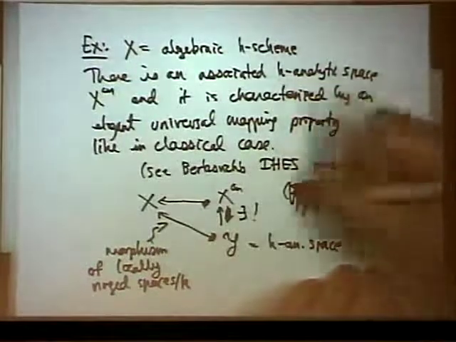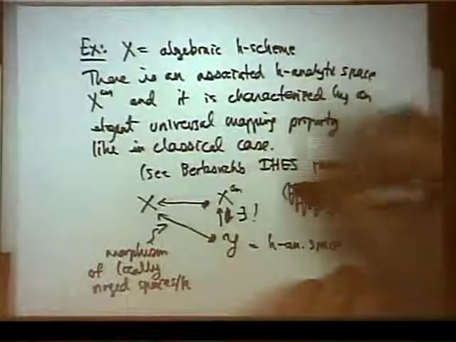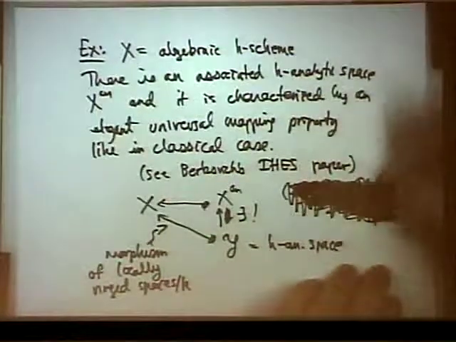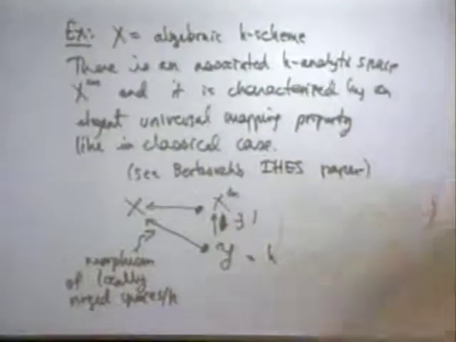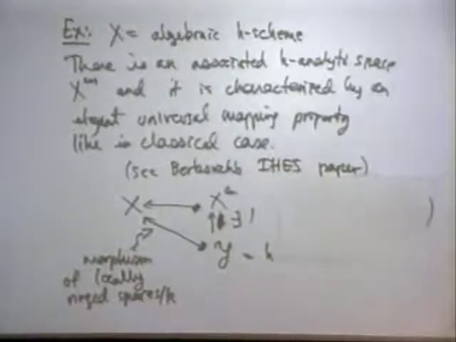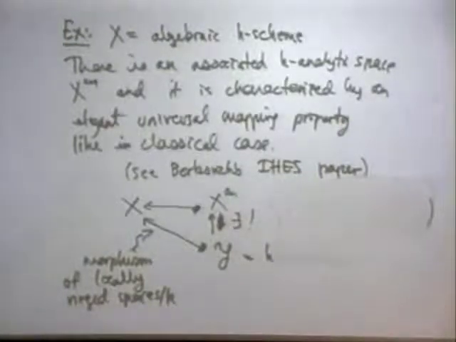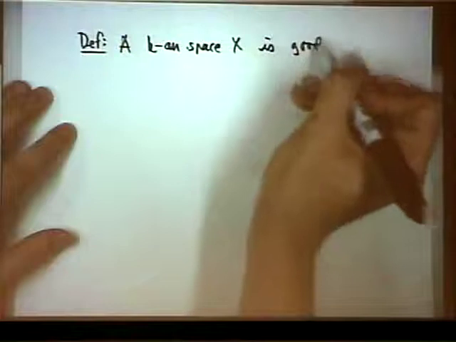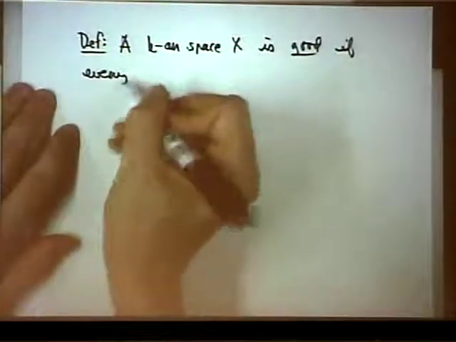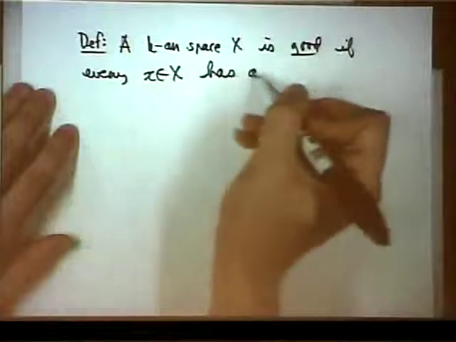So anyway, these are the basic examples of the strict spaces. So that said, another interesting class of spaces beyond the strict spaces are the good spaces. A k-analytic space X is good if every point has an affinoid neighborhood.